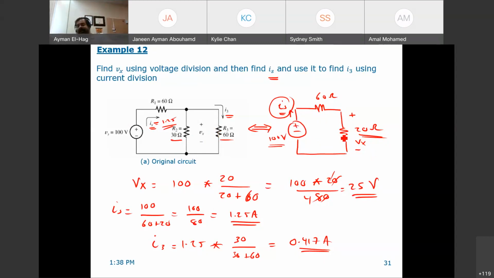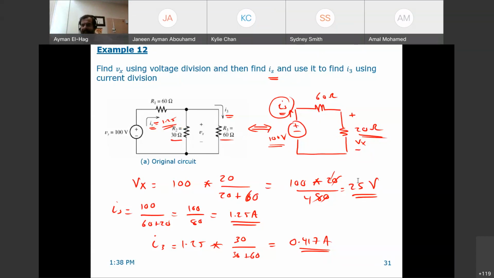in series. So we have the parallel, we have the series, we have the voltage division, and then once we know Is, we have the current division. So everything we learned so far, we apply to this circuit: parallel, voltage division, series, and current division. Okay, if you understand this example, then you should understand everything.